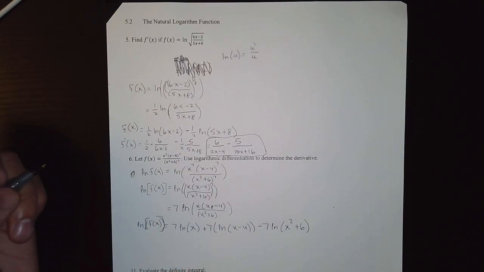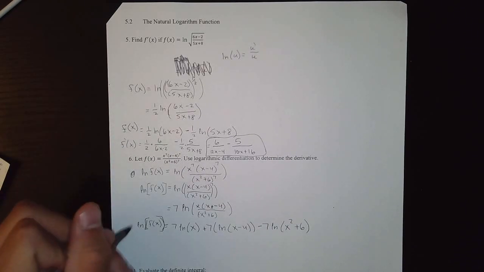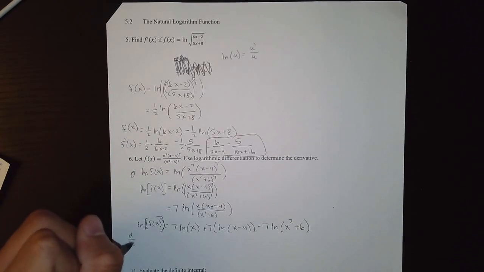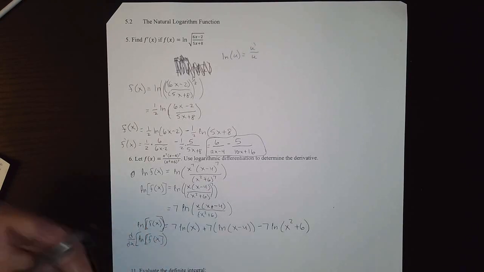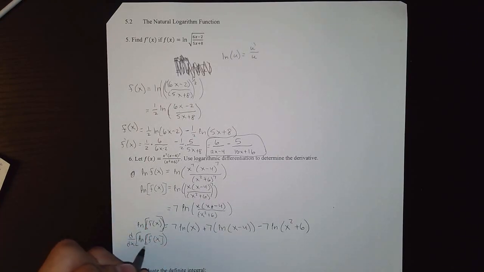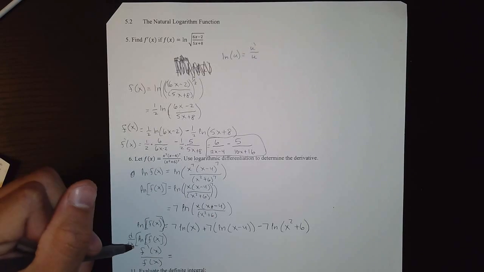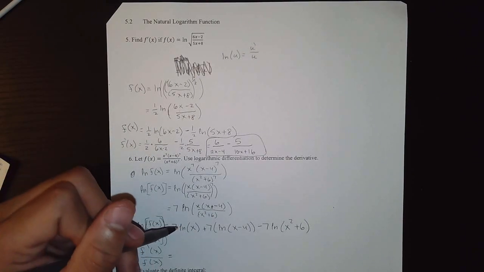Well, now we can take the derivative of both sides. And so the derivative of the natural log of f of x would just become f prime of x divided by the original function f of x. Well, we took the derivative of the left-hand side. Now we need to take the derivative of the right-hand side.